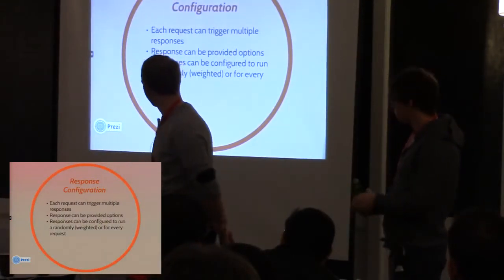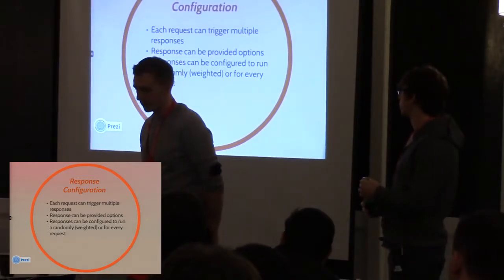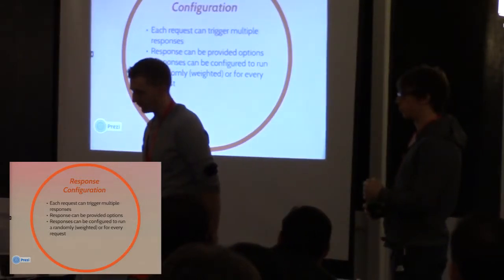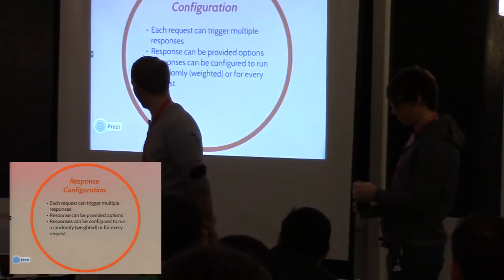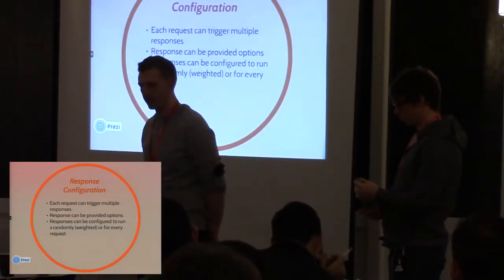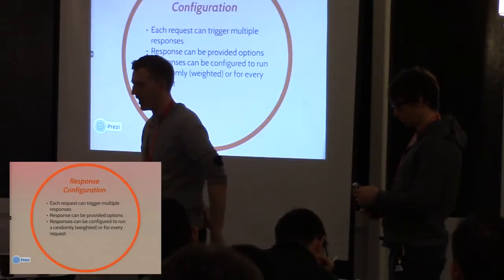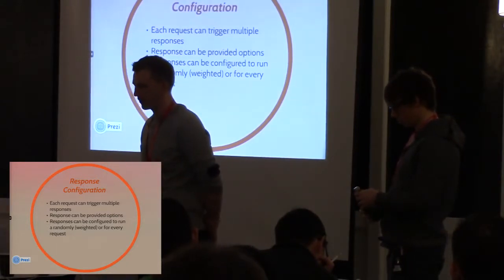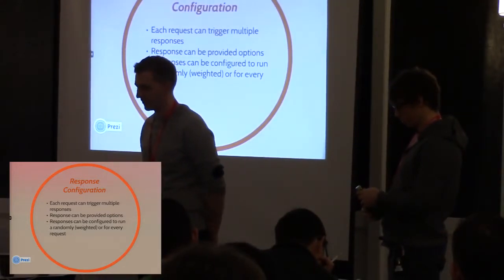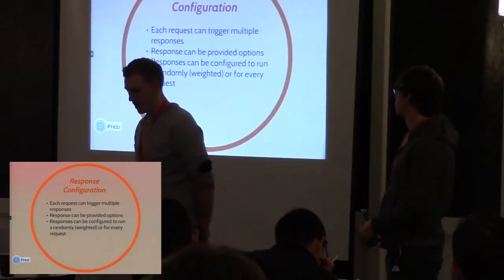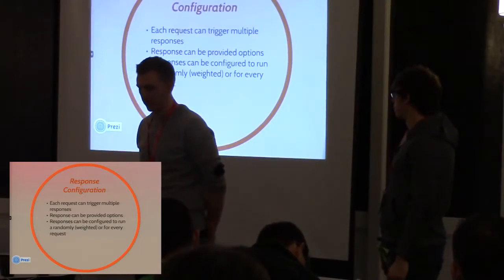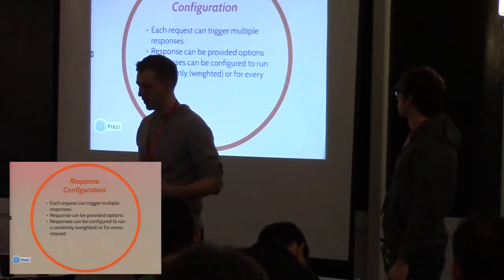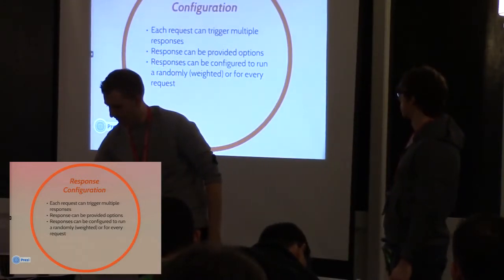So each of the responses that we've talked about has a number of different configurations that you can set up, and each request can trigger multiple responses. So we kind of walked through some of the options that can be provided. So for example, the throttling option, you can set it to throttle between two periods of time, so maybe between 10 and 30 seconds. And as we discussed earlier, responses can be configured to run on a weighted basis randomly.